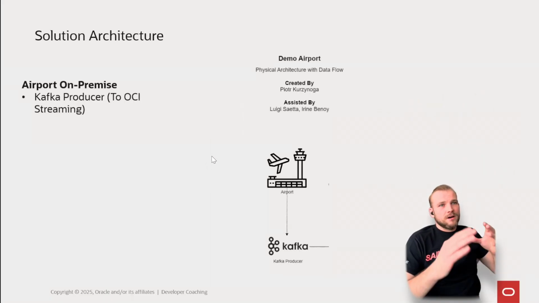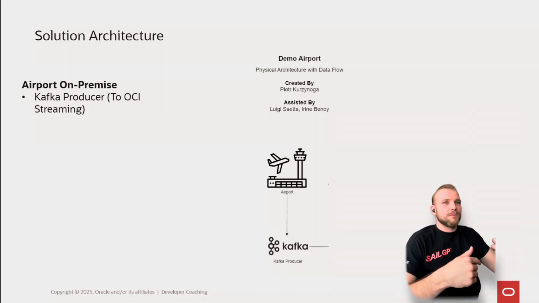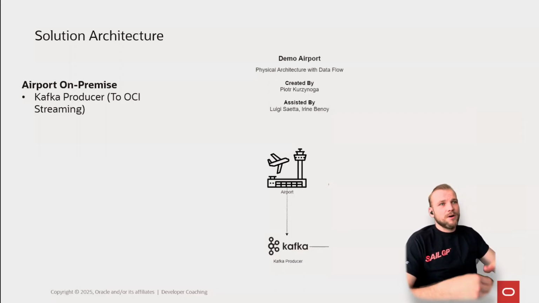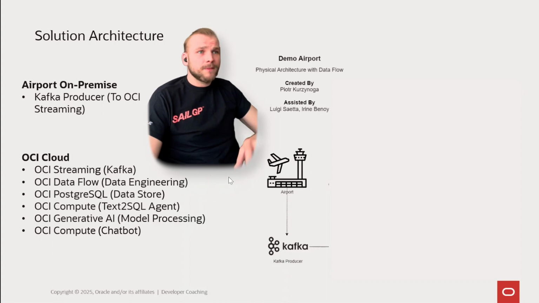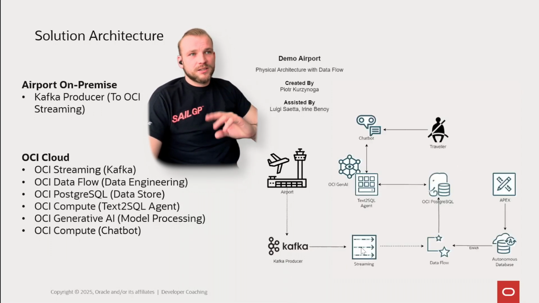So starting off, we have an airport. That is the use case. Imagine we have an incoming stream of data with passenger information, luggage information, various flights, and everything else you can imagine around airport operations. While we're not directly connected to an airport in this particular case, we are faking it with a CSV stream, which is then sent to a Kafka producer. And with that, it is sent to OCI, or Oracle Cloud Infrastructure, where it lands in OCI Streaming. That is our entry point to OCI.